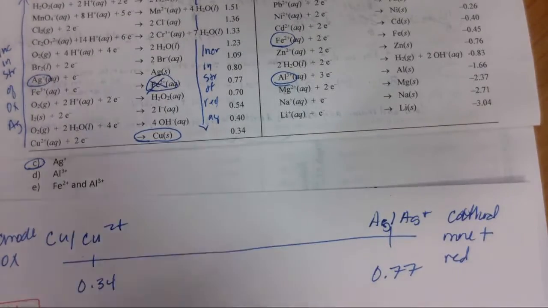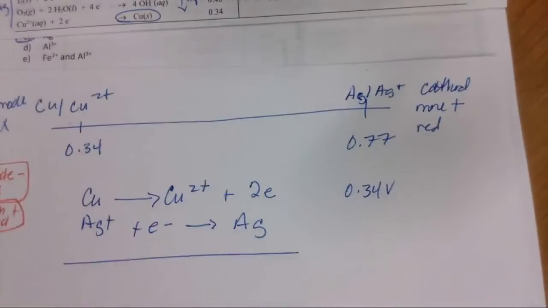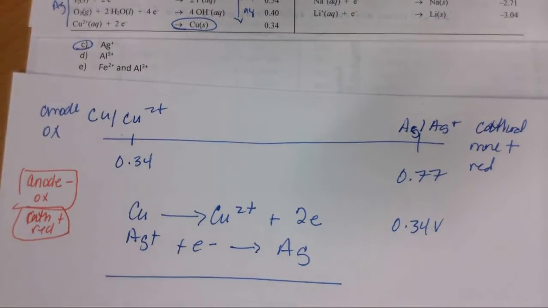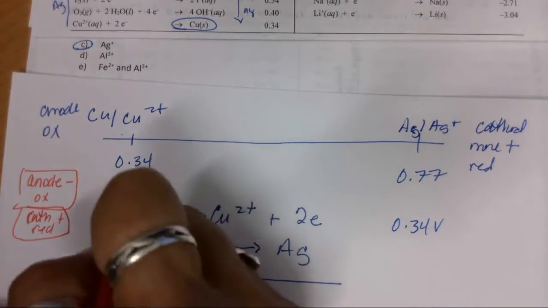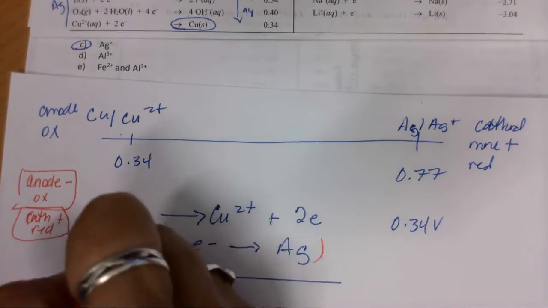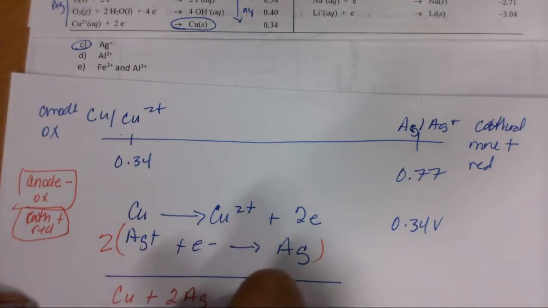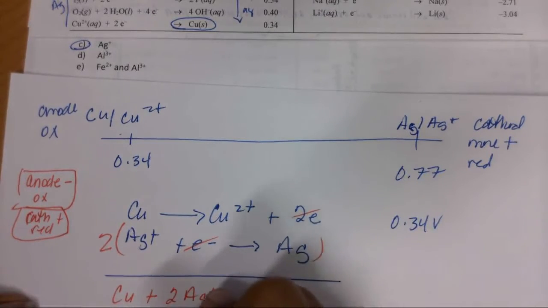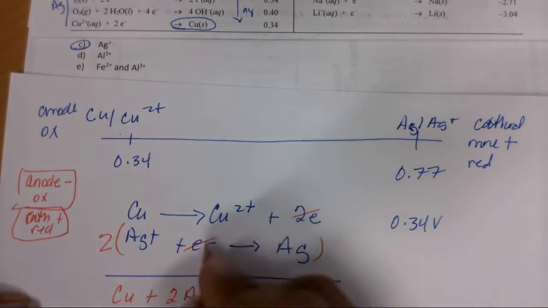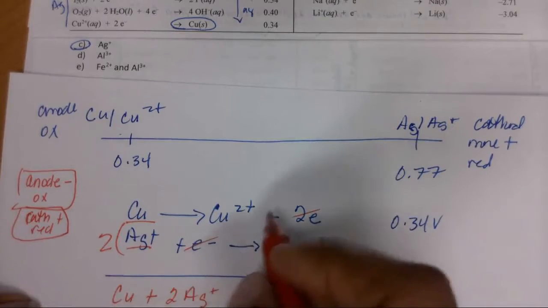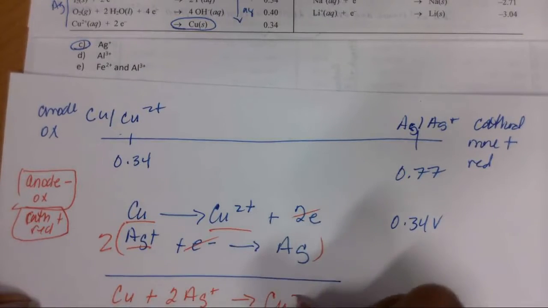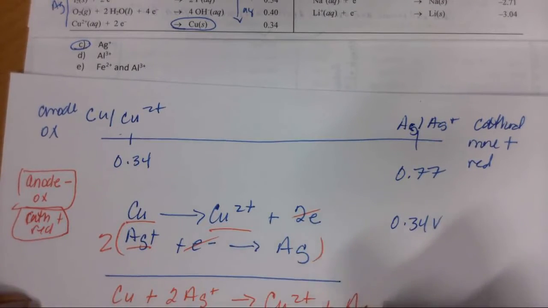Okay, what's the first thing I have to do with these? We have to equalize the electrons. This has 2 electrons, this has 1, so we're going to multiply it by 2. It's going to give us copper plus 2 Ag+, because these will cancel now. So now I have Cu2+ and solid copper.